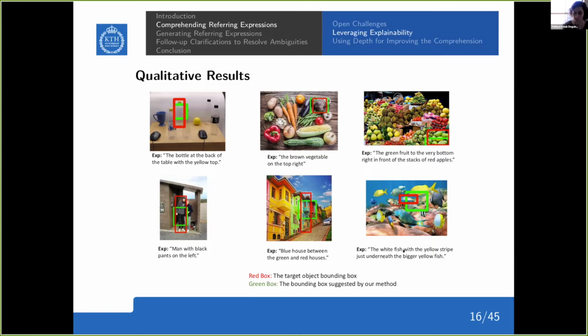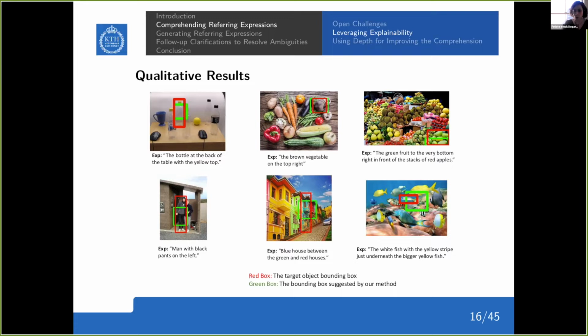This example with many fishes is very interesting, actually, because the M.Turk user's expression here fits both of these identical fishes, basically. If you read, like, the white fish with yellow stripe just underneath the bigger yellow fish, both of them might be that one, actually. In that case, our method was suggesting a region that contains partially both of these fishes.